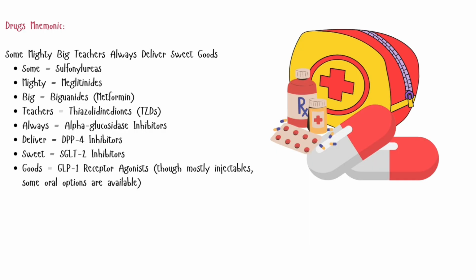For oral medications, we can learn them with a very good mnemonic that I have: some mighty big teachers always deliver sweet goods. Their initial letters we have to expand: S for sulfonylureas, M for meglitinides, B for biguanides, that is majorly in the form of metformin, T for thiazolidinediones, A for alpha glucosidase inhibitors, D for DPP4 inhibitors, S for SGLT2 inhibitors, and G for GLP1 agonists.